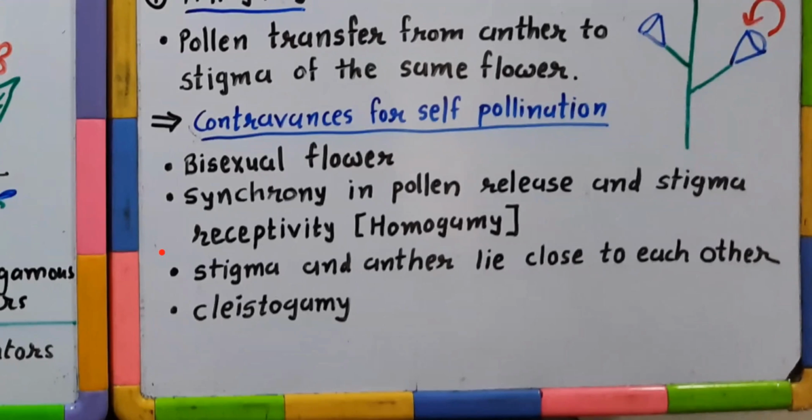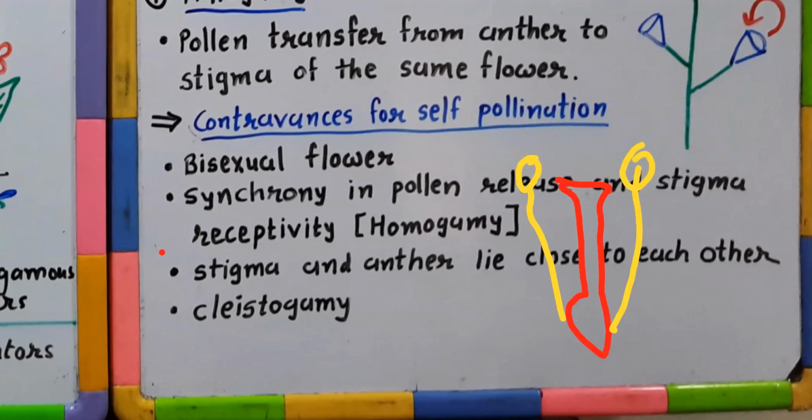Stigma and anther lying close to each other. See the height at which the stigma is placed, and parallel is the height at which your anthers are there. So there is a greater chance that when they burst open and release the pollen, the pollen is likely to drop easily on the stigma.